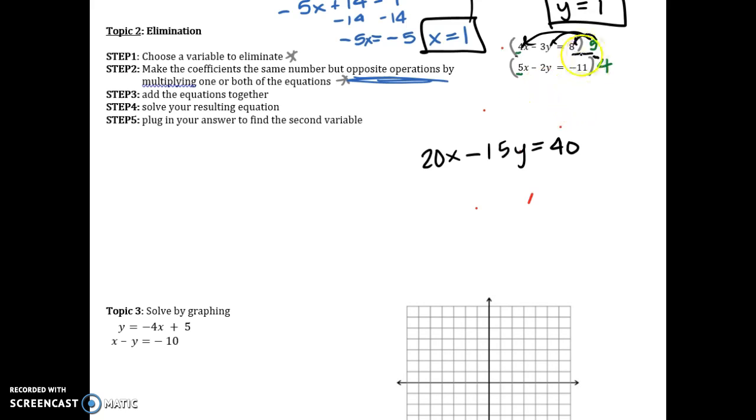The bottom equation, I'm multiplying it by -4. This time it's negative 20x. -2 times -4 makes +8. Be careful when you do that. And a -11 times a -4 is 44.